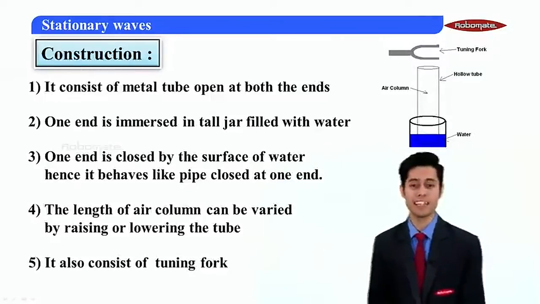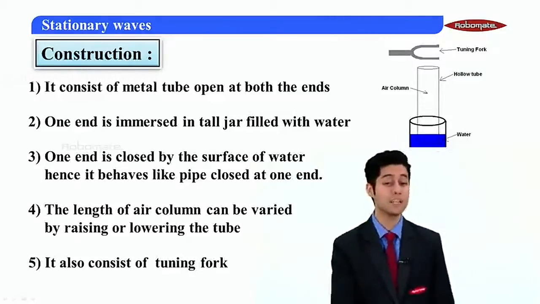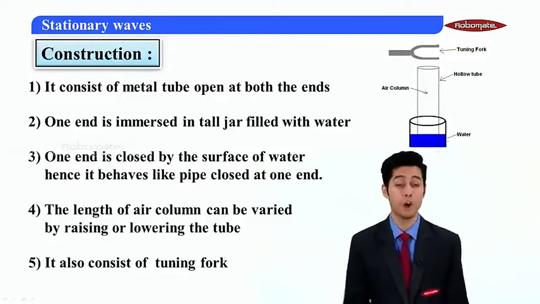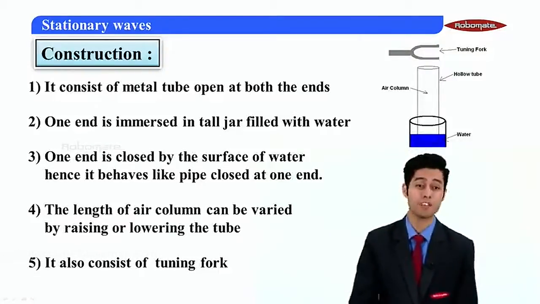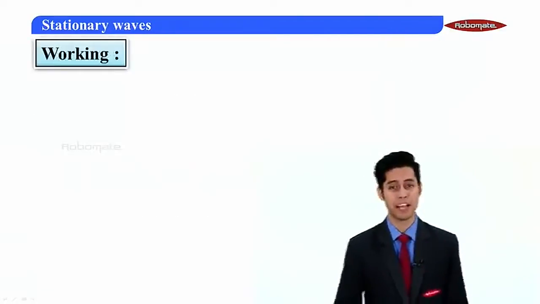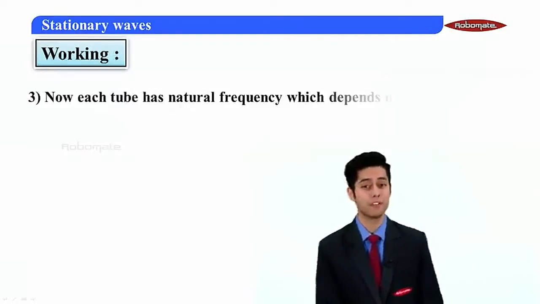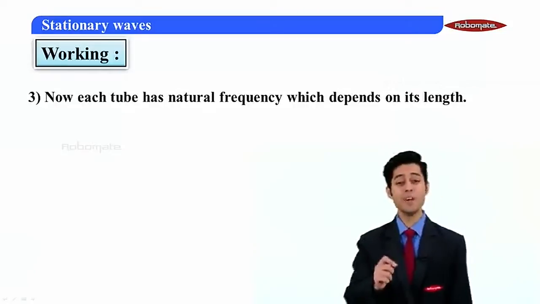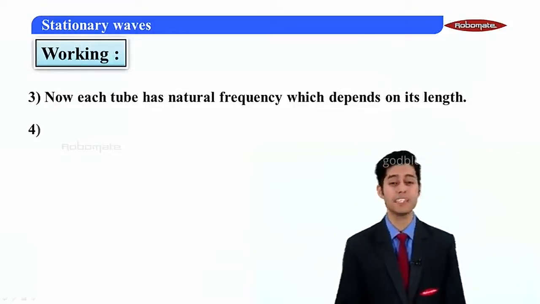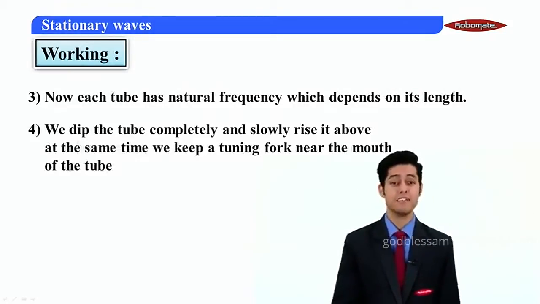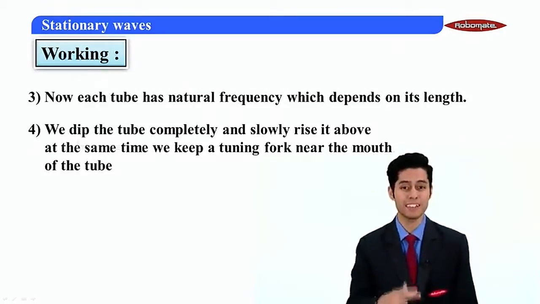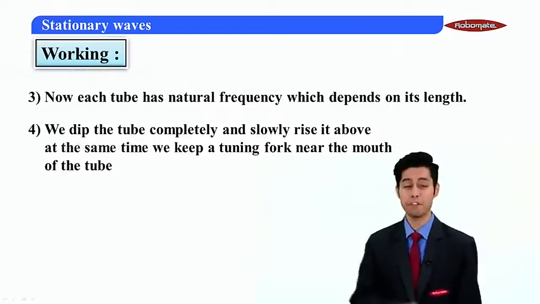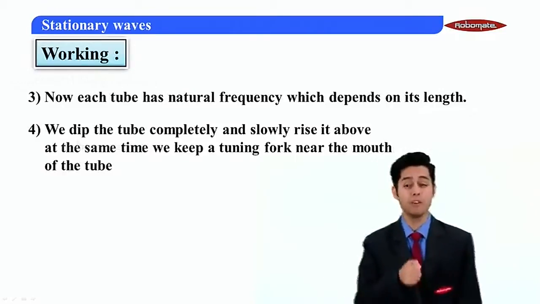And also, it consists of a tuning fork, which is the main source to produce longitudinal waves, or rather sound, causing the vibration of the air column. Moving ahead, how do we understand the working of the experiment? Now, we know that each tube has a frequency which depends on its length. We dip the tube completely and slowly make sure that it rises above. At the same time, we keep the tuning fork near the mouth of the tube.